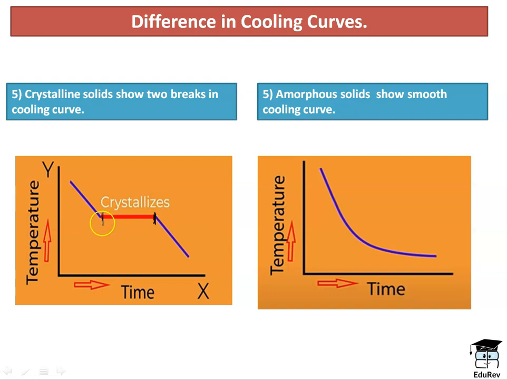So we can say from this graph that at this point of time crystals are beginning to form, whereas at this point of time the crystals have stopped forming. All the crystals have been formed, and then this is the temperature of the formed crystals. So crystalline solids show two breaks in the cooling curve, whereas it isn't the case with amorphous solids. Amorphous solids show a smooth cooling curve. This was the property of cooling curves of crystalline and amorphous solids.